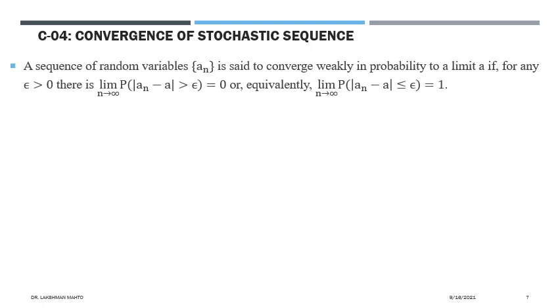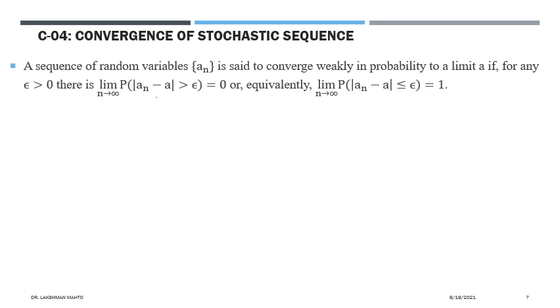A sequence of random variables a_n is said to converge weakly in probability to a limit a if for any epsilon there exists a limit probability, such that the probability that in the long run a_n is epsilon away from the true parameter a is 0. The probability that in the long run a_n is epsilon away from the true parameter is 0. This is convergence in probability.